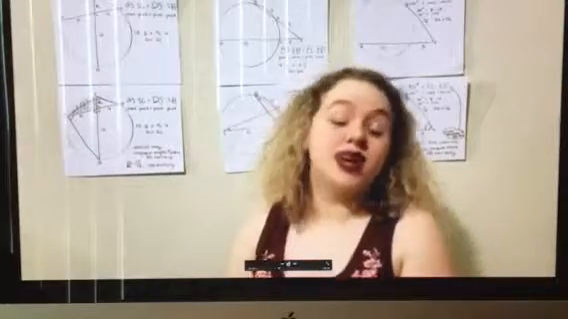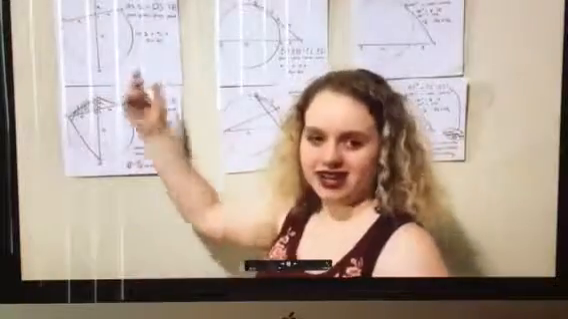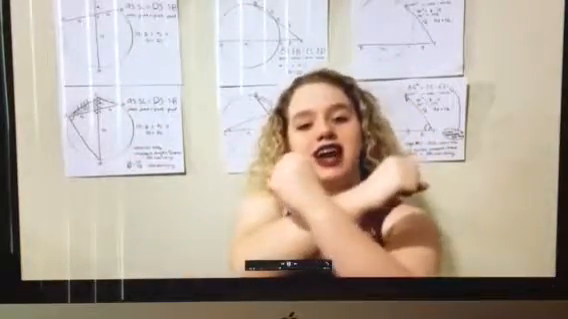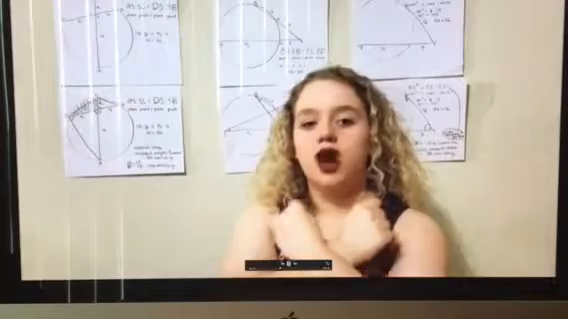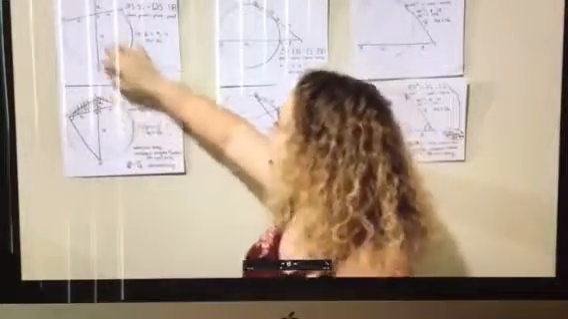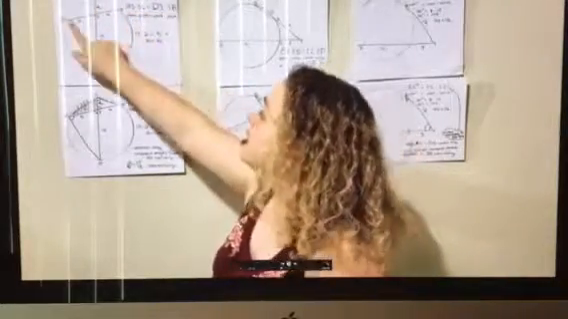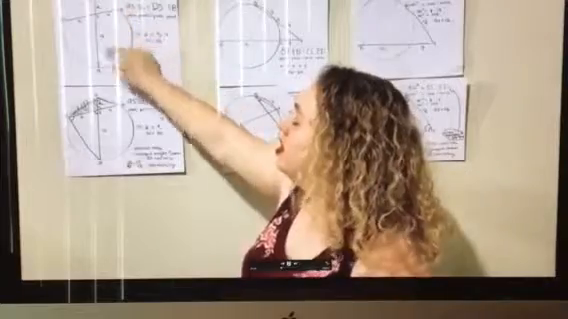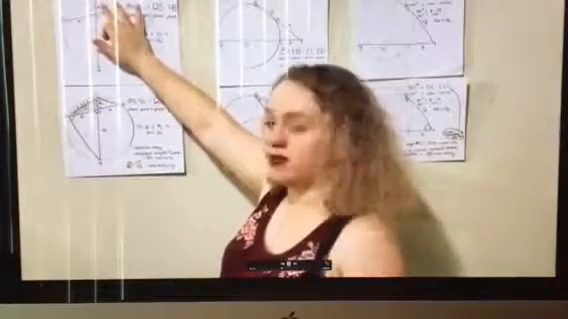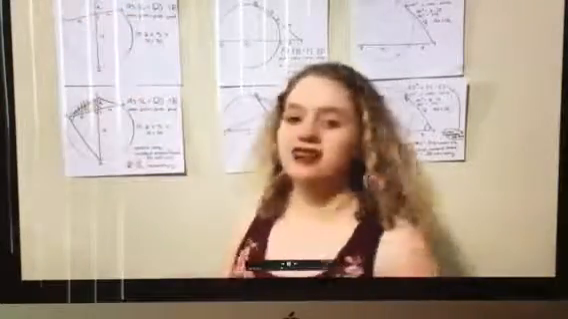Our first theorem that we are going to be looking at is chord. If two chords intersect inside of a circle, then your equation will be part times part equals part times part. In my example, it is AS times SC is equal to DS times SB. Basically, the two parts of one segment multiplied is equal to the two parts of the other segment multiplied.